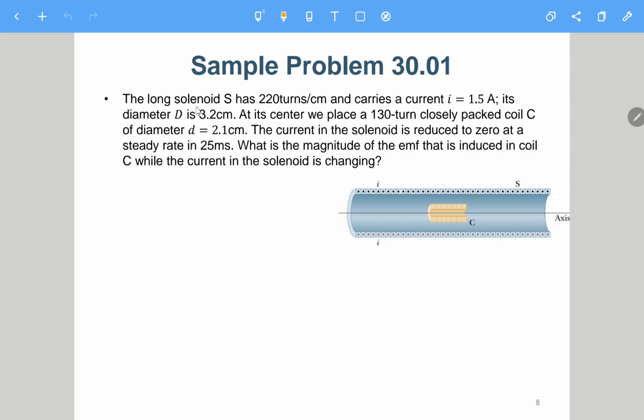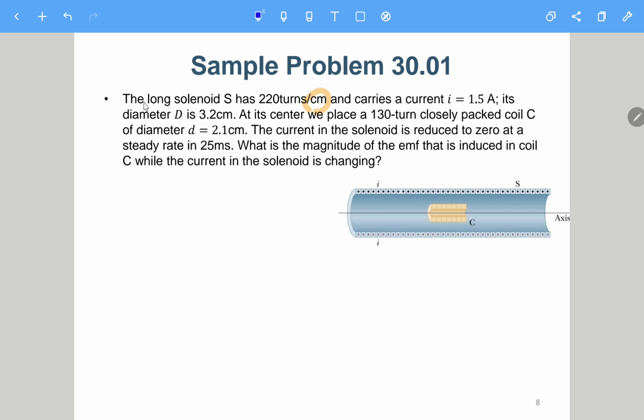It says the long solenoid S has 220 turns per cm. Of course, we need to change it back to turns per meter as the SI unit. It can carry a current I, and its diameter D is 3.2 centimeter. At its center, we place a 130 turns closely packed coil C of diameter d. And then the current in the solenoid is reduced to 0 at a steady rate in 25 milliseconds. Okay, so it's quite complicated. Let's see what it is.